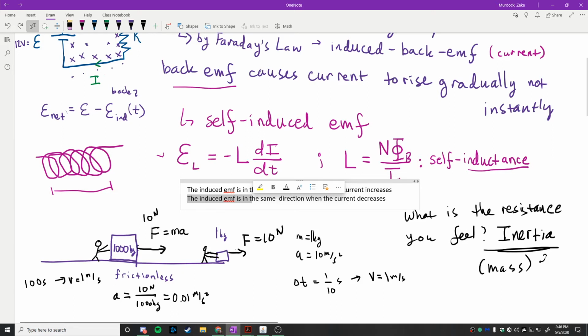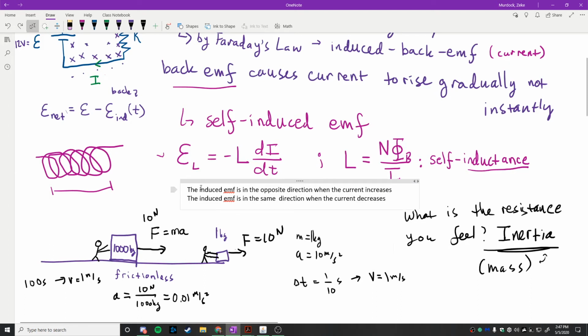Once it's moving, it will keep moving. And if you have to apply a force to slow it down, you're going to feel a resistance, right? And that's exactly what induced EMF is. When you try to increase the speed, so current is like speed, when you try to increase the speed of the electrons in the circuit, there's a resistance to your attempt to do that. And when you try to reduce the speed of the electrons in the circuit, there's also a resistance to that, and they tend to flow in the same direction then.